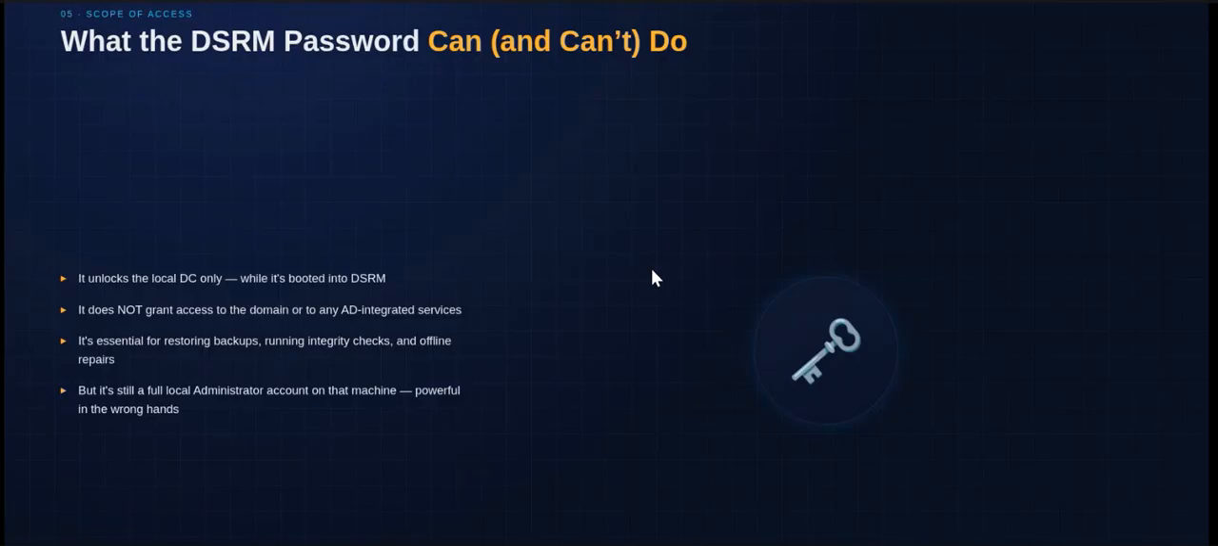For example, suppose DC01 is one of three domain controllers in my domain. If I boot DC01 into DSRM, I'm not taking the entire domain into DSRM. I'm only taking that particular DC into this recovery mode. The other domain controllers can continue serving the domain, assuming they are healthy. That's one of the reasons having multiple DCs is so important in production.